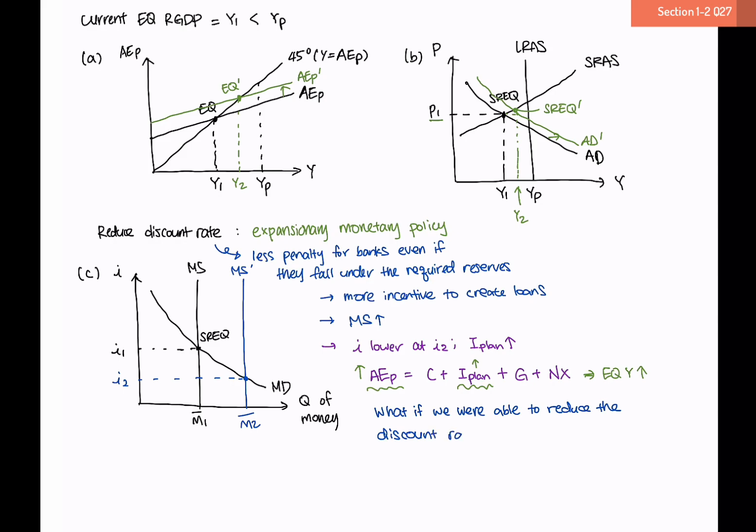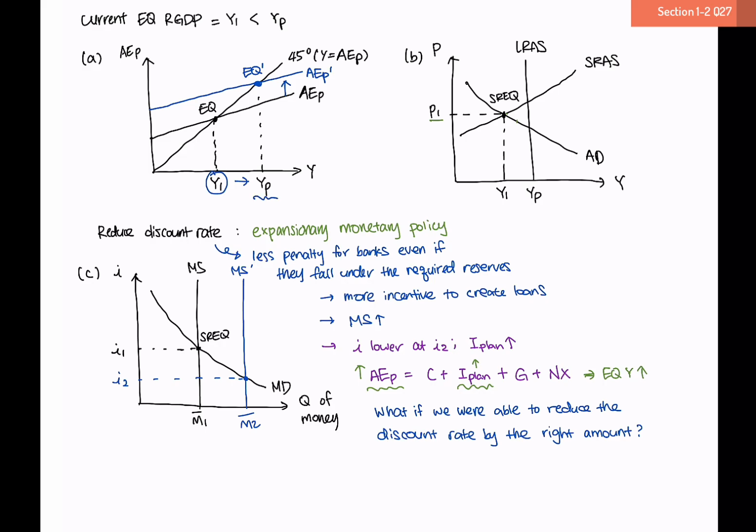In this case, we're still going to see an upward shift of our planned aggregate expenditures, but in this case, it'll be the right amount so that our new equilibrium output is at the potential output, YP. And we know that this upward shift is coming from the rise in planned investment, again leading to the rise in our equilibrium output from Y1 to YP. This will lead to a rightward shift of our aggregate demand curve because we're seeing more demand in the economy, initially coming from planned investment.